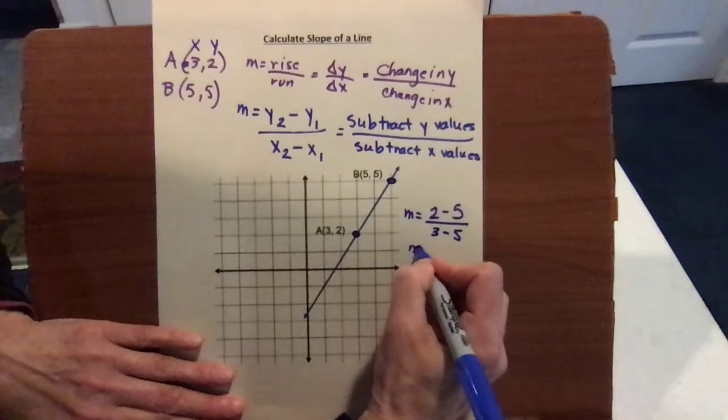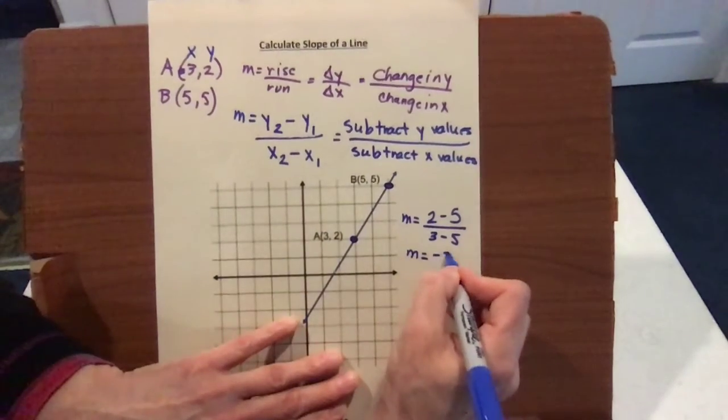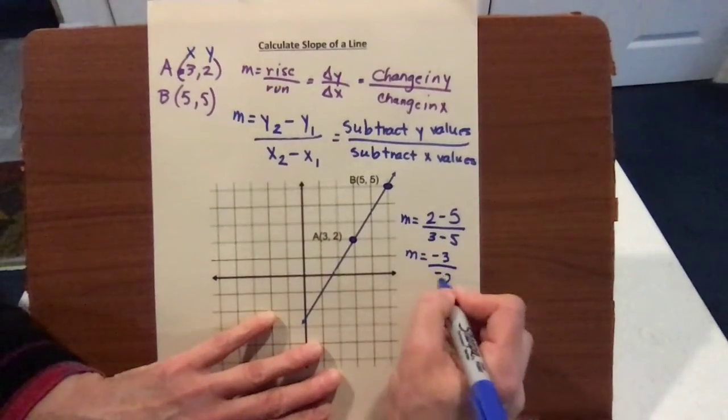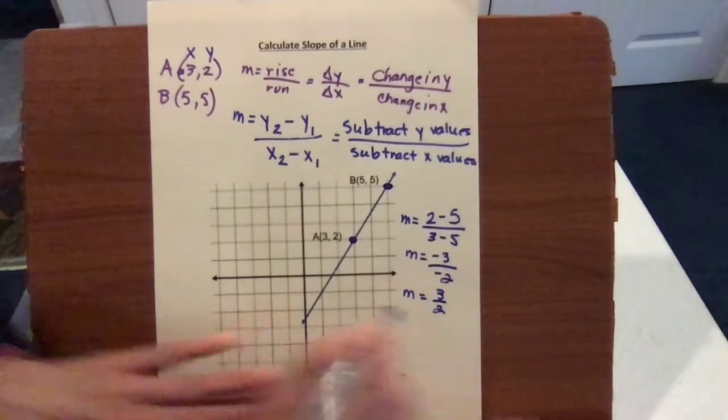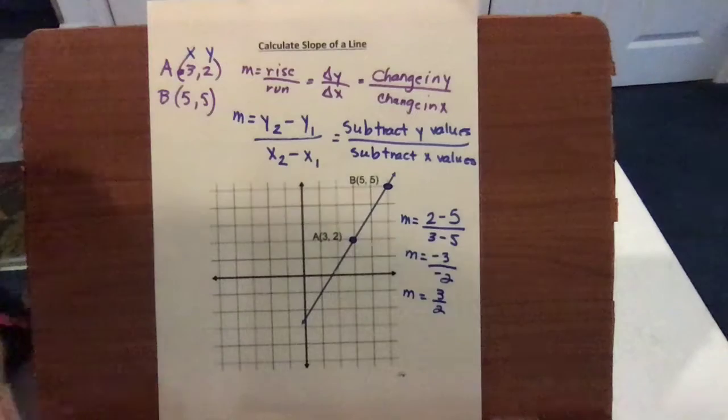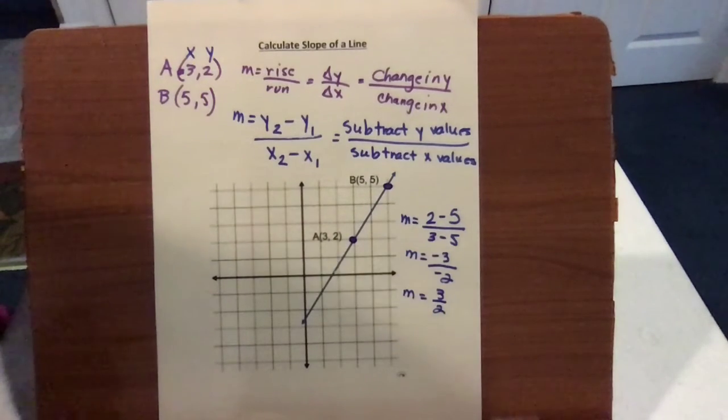And so my slope is going to be negative 3 over negative 2. And we simplify, so it's going to be positive 3 over 2, and that's it. You don't need to change it to 1.5. Just leave it as 3 over 2. We always need to know our rise, our numerator number, and our run, our denominator number.